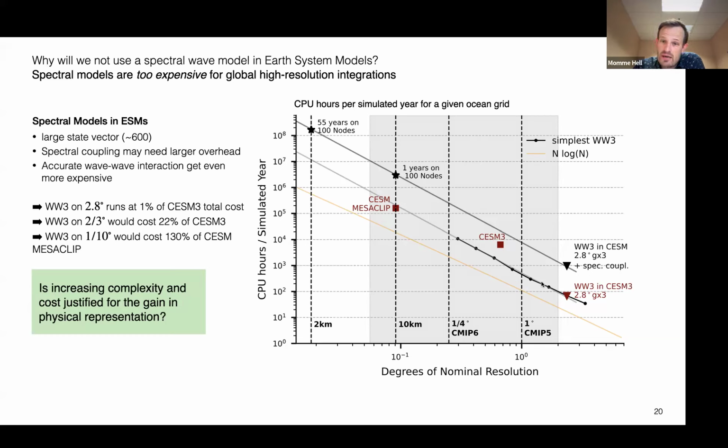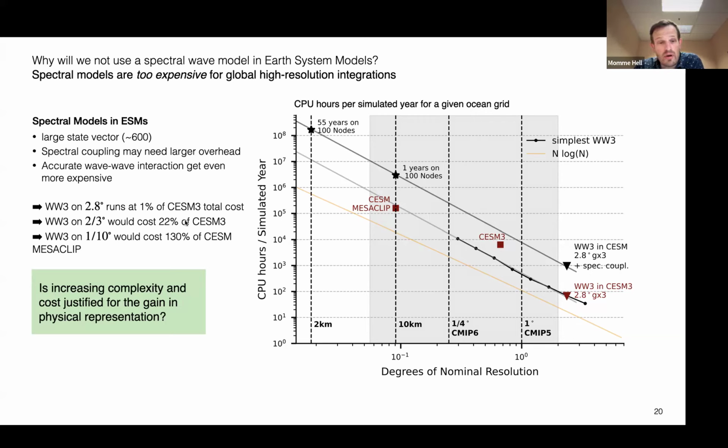Now, what is currently done is they run at NCAR, they run WaveWatch 3 at 2.8 degrees, which is here, in a CSM that has 1/8 degree, that is here, right? So they allow WaveWatch to run at about 1% of the total computation cost of CSM. If you want to run a WaveWatch at the same resolution as the ocean model here, then it would cost about 22%. That's the number here, right?